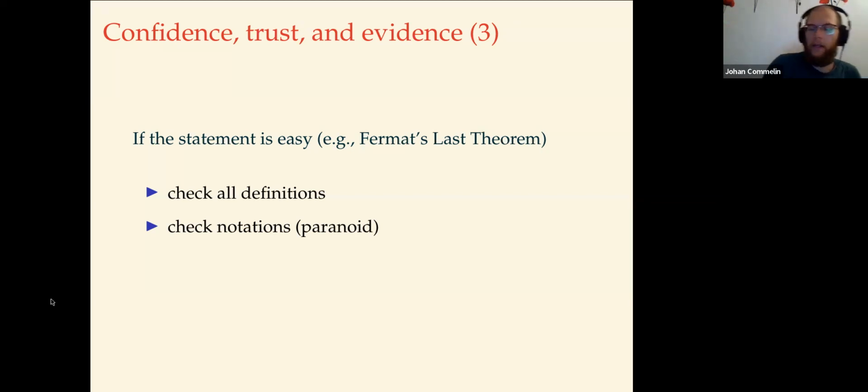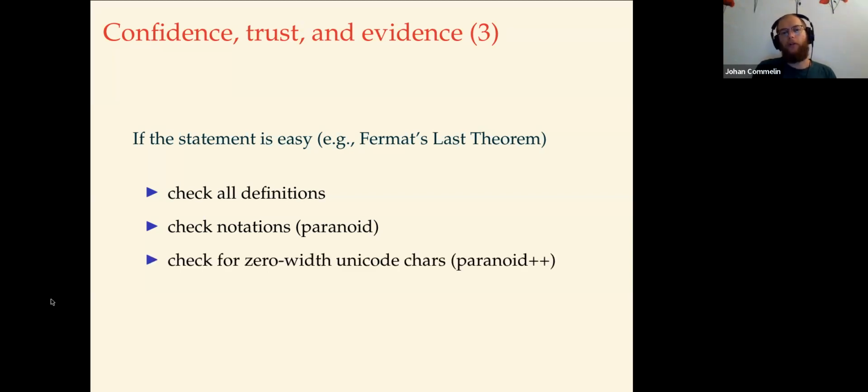And then, okay, it might look like Fermat's last theorem, but if you're really, really paranoid, you should maybe also check, did the people writing this formalization do something really evil with Unicode characters? Maybe they used a 0 with Unicode characters that you cannot see, but they're still there. Or maybe they used a crazy alphabet, like they borrowed a letter from the Cyrillic alphabet that means something completely different compared to the usual ASCII character that looks the same.